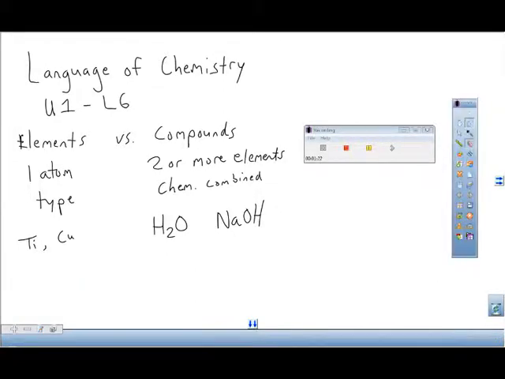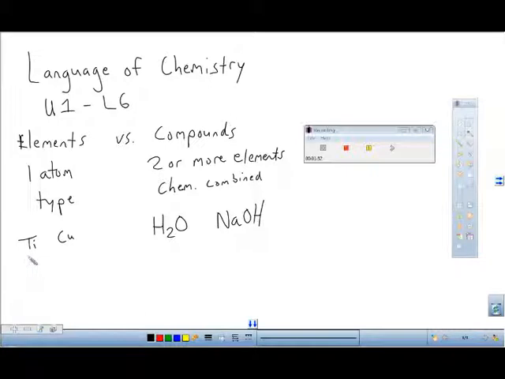And so if you took an element, let's say you took titanium, or you took gold, or you took copper, and you beat it with a hammer, and you smash it into smaller and smaller pieces, you couldn't break it down into anything smaller except for the small atoms making it up. So gold, the smallest thing you could break it down into is tiny, tiny gold atoms.